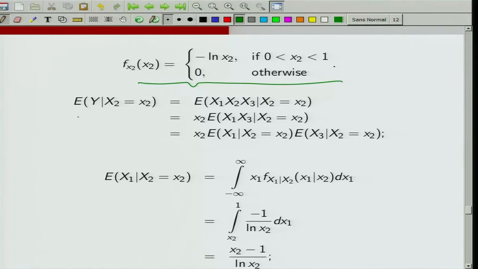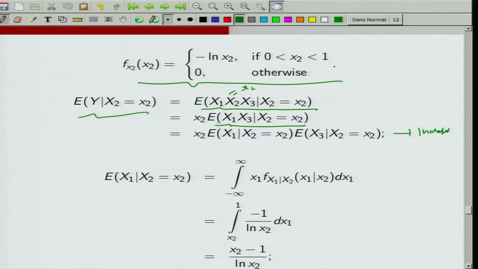Let us look at what the expected value of y1 given x2 is equal to small x2 is, which is the same as the expected value of x1 x2 x3 given x2 is equal to small x2. Now, x2 has been fixed at small x2, so that goes outside. So, this becomes small x2 times the expected value of x1 x3 given x2 is equal to small x2. But given x2 is equal to small x2, I know that x1 and x3 are independent.